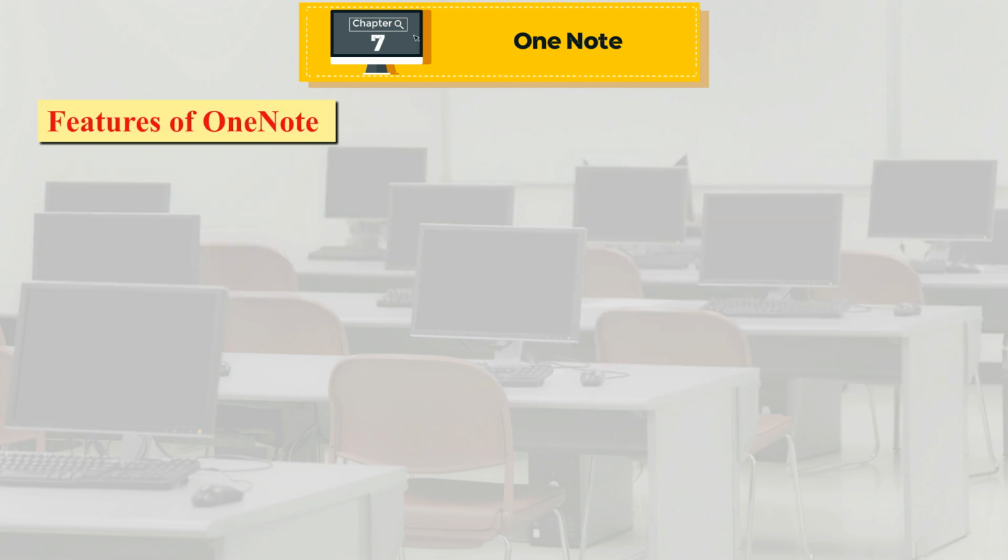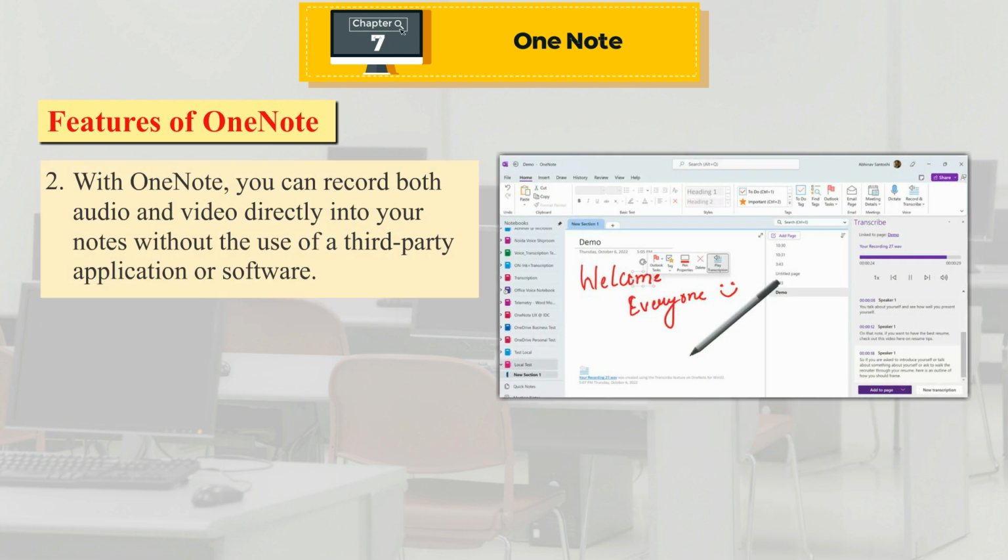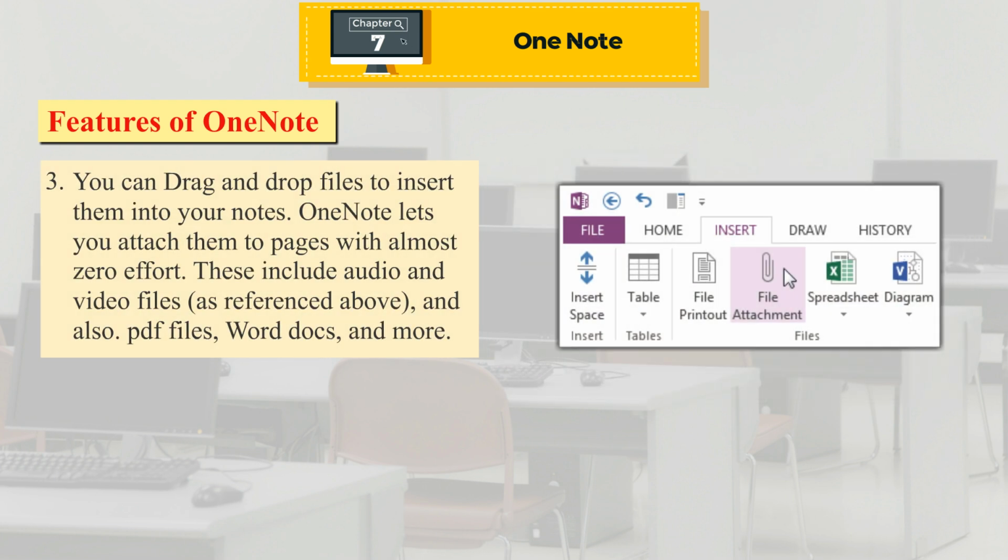Features of OneNote. 1. It uses optical character recognition, or OCR, to import images and handwritten notes. You can use this technology to automatically import text. 2. With OneNote, you can record both audio and video directly into your notes without the use of a third-party application or software. 3. You can drag and drop files to insert them into your notes.